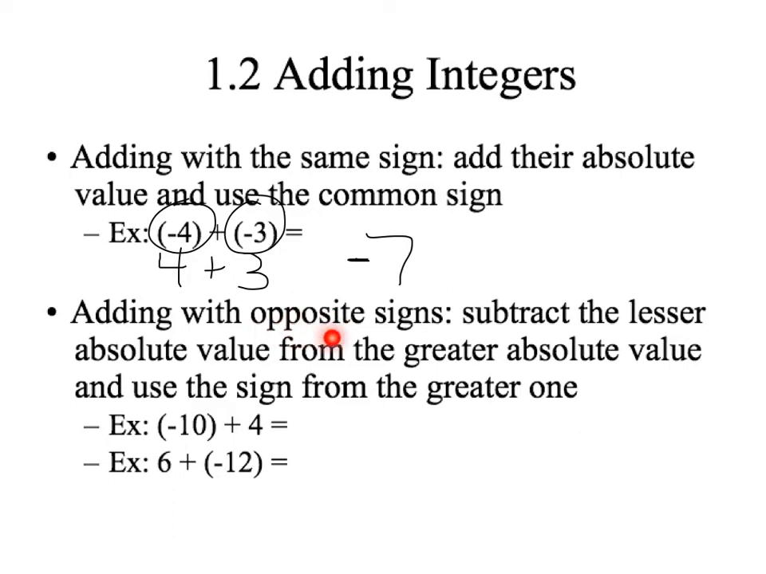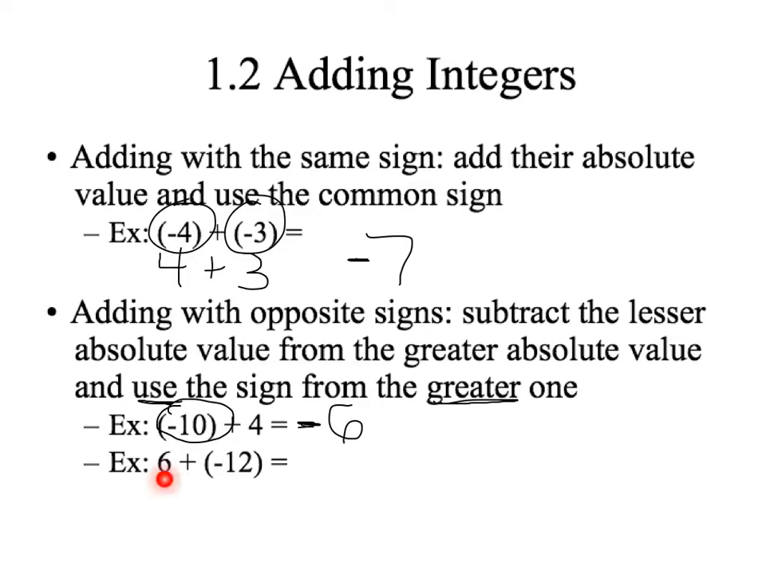When you add opposite signs, it says subtract the lesser absolute value from the greater absolute value and use the sign from the greater one. What does that mean? The absolute value of negative 10 is 10, and the absolute value of 4 is 4. So I'm going to subtract 10 minus 4, and I'm going to get a 6. Now it says use the sign from the greater one. Well, the greater one was the negative 10, so my answer would be a negative 6.